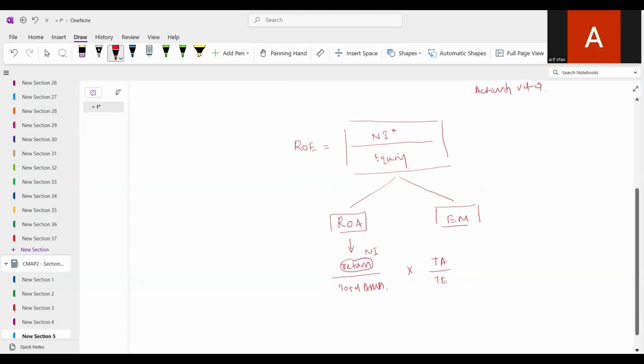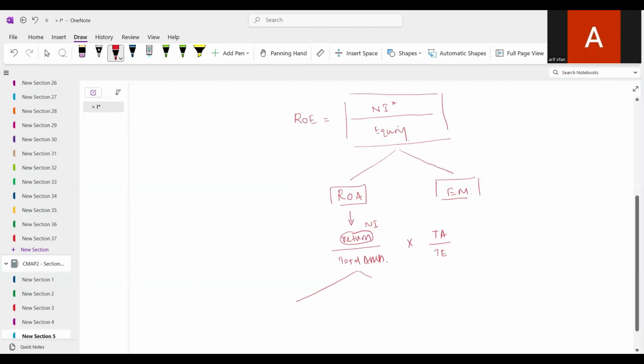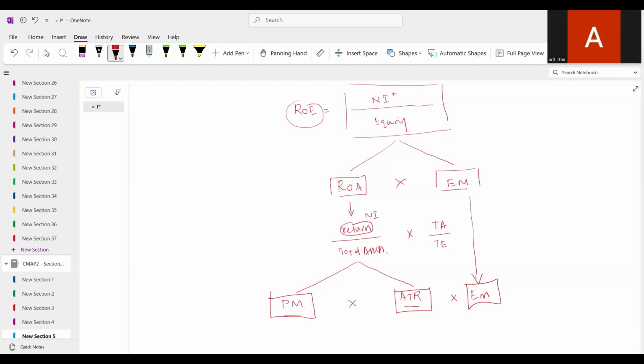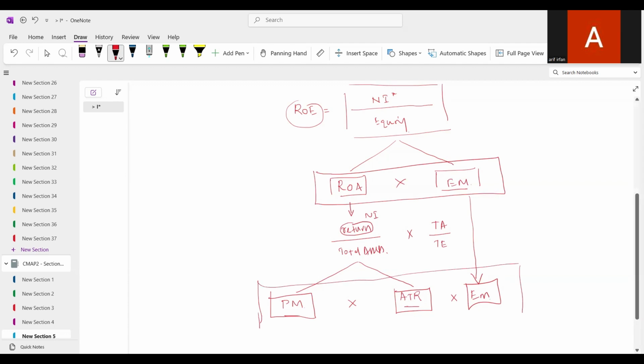Further, the return on asset can be subdivided into two categories. One is profitability margin, another is asset turnover ratio. And the third thing is the equity multiplier. That's why we can say return on equity is a combination of three things. This is the broad categorization, two things. This is the deeper categorization.